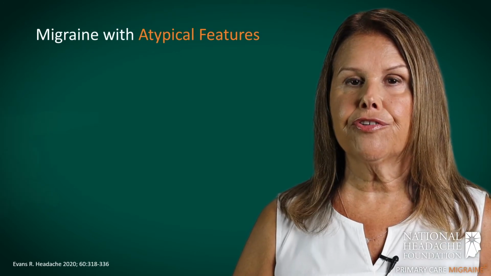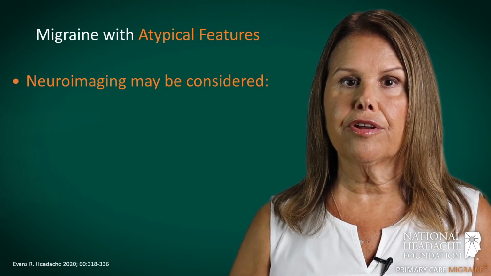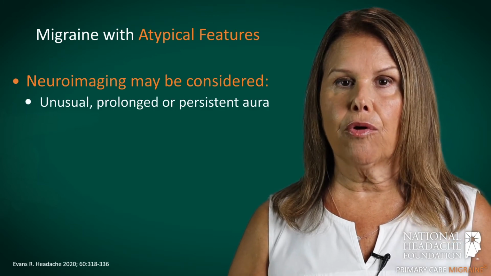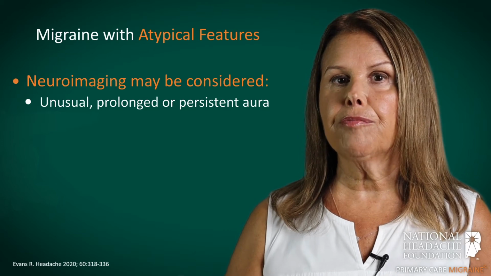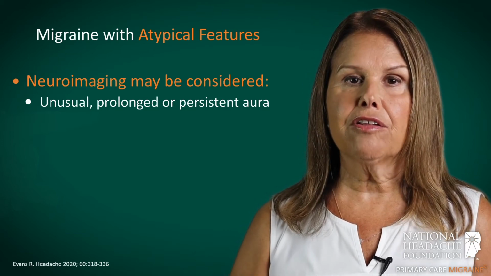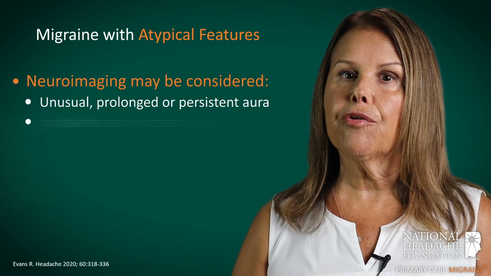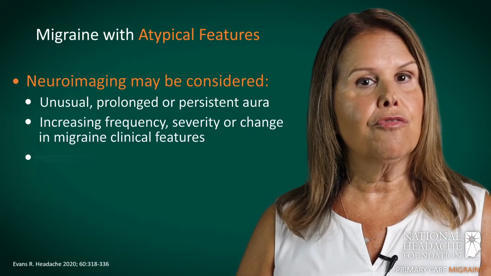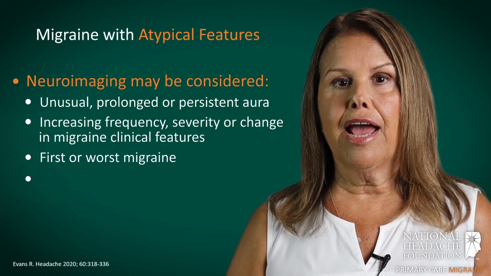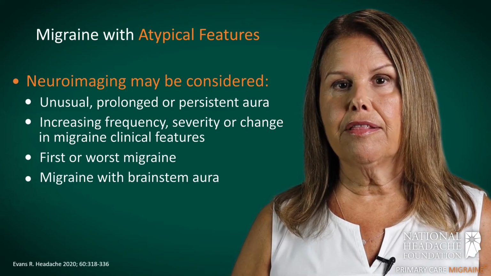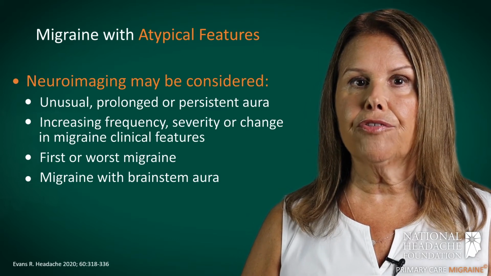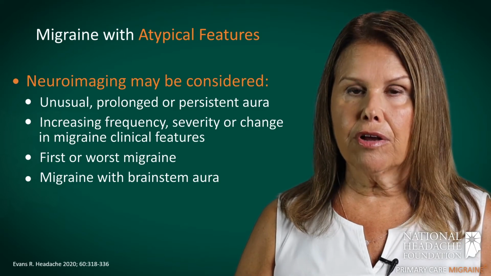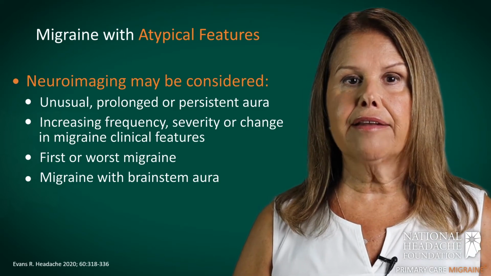The atypical features of migraine that might warrant consideration of neuroimaging: unusual, prolonged, or persistent aura. This means that the aura symptoms were atypical or lasting longer than an hour. Increasing frequency, severity, or change in migraine clinical features, first or worst migraine, and migraine with brainstem aura. These are migraines that are preceded by aura symptoms that occur in the brainstem, such as dysarthria, vertigo, diplopia, and ataxia.